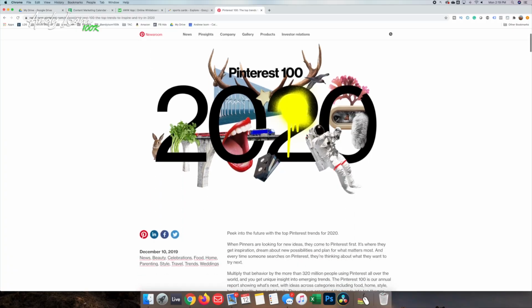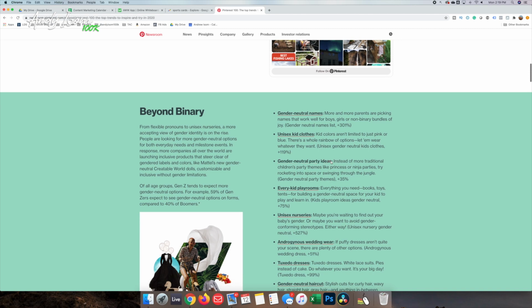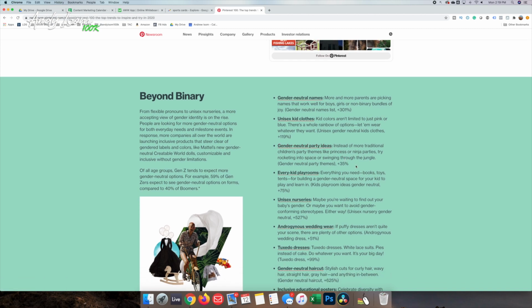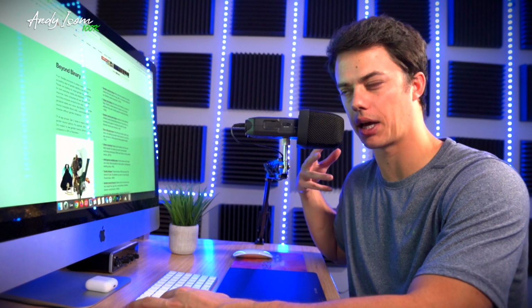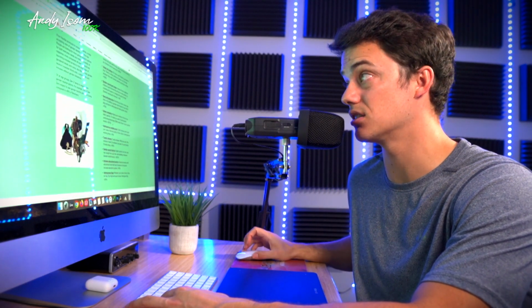These are the top trends. And you can get some really cool data in different categories about what's trending. So right here, here's an example. Unisex kid clothes are trending up by 119% on Pinterest. Gender neutral names. Now that obviously probably doesn't apply to a physical product that we could sell, but there's a lot of stuff that does.